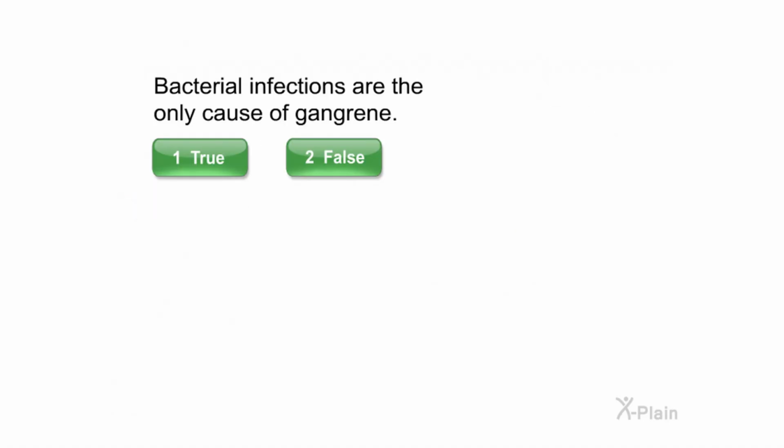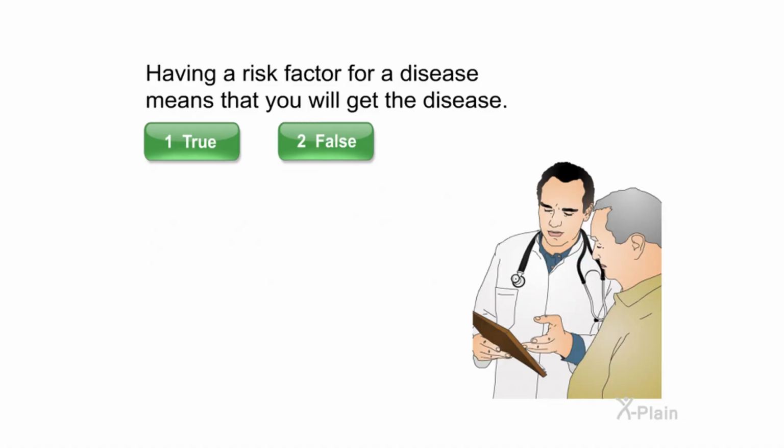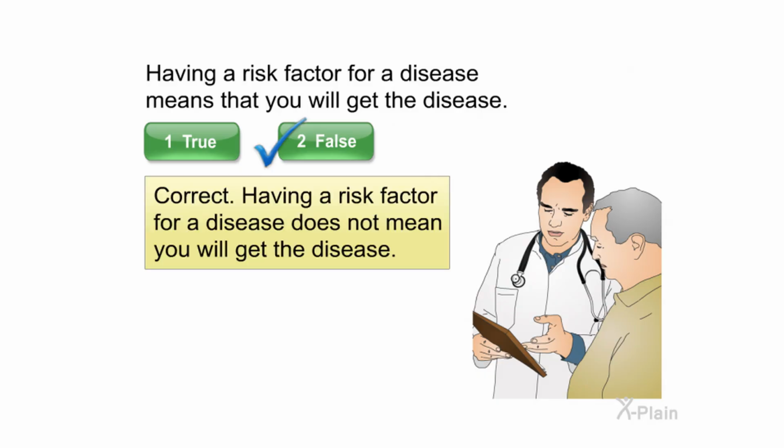Bacterial infections are the only cause of gangrene. Select true or false. Correct. Gangrene is caused by bacterial infection or a lack of blood supply to an area of the body. Having a risk factor for a disease means that you will get the disease. Select true or false. Correct. Having a risk factor for a disease does not mean you will get the disease.